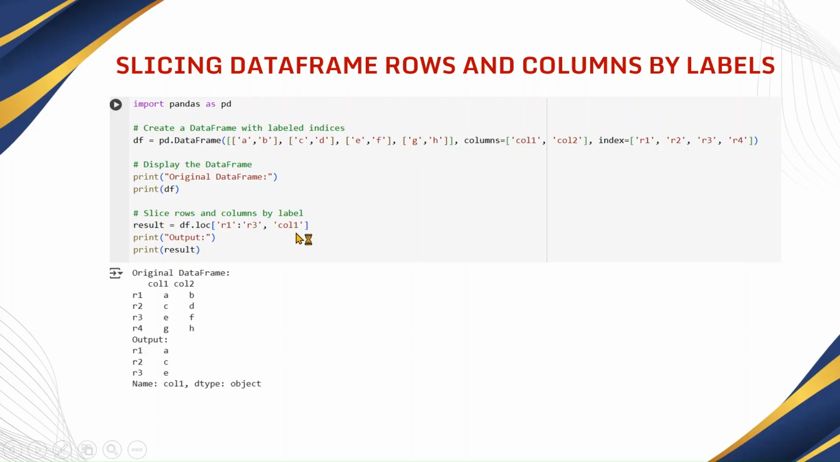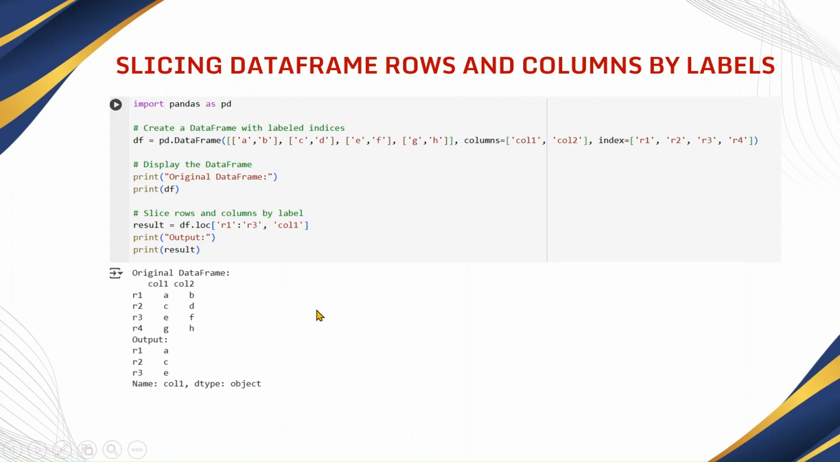But here, how many columns am I trying to extract? Only one column. How many columns are there? Actually 2 columns. But I don't want col2, I want only col1, so we're writing col1. R1 colon R3, so 3 rows: can you see R1, R2 and R3? But only col1 is taken. So with 3 rows, A, C and E will be printed. If you want to write col2 also, you can write colon col2, so you are going to get both.